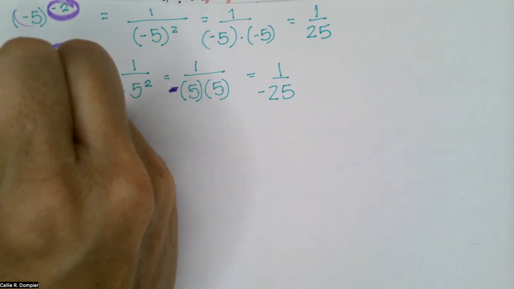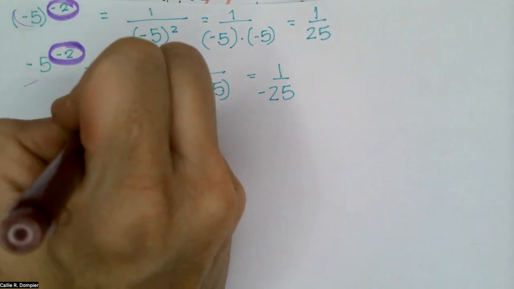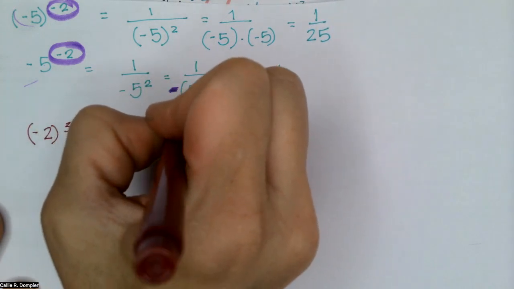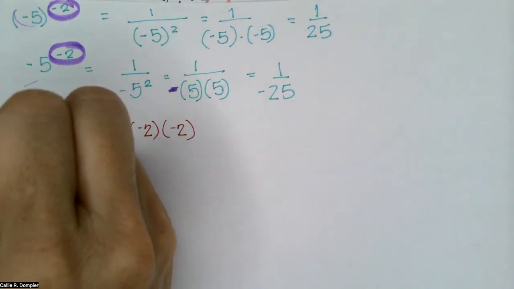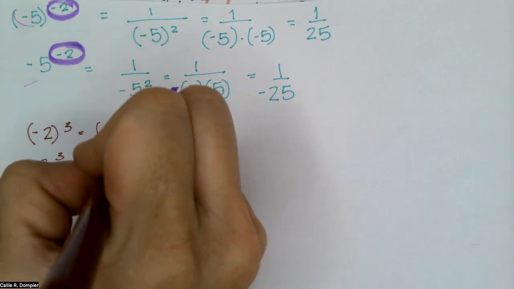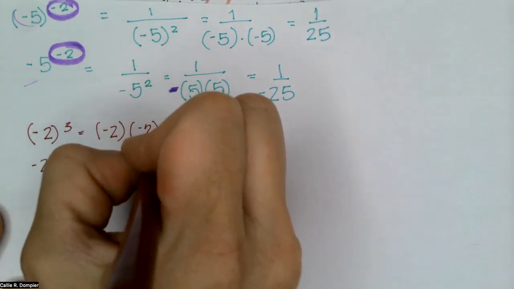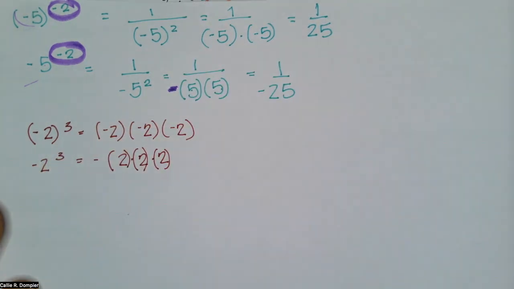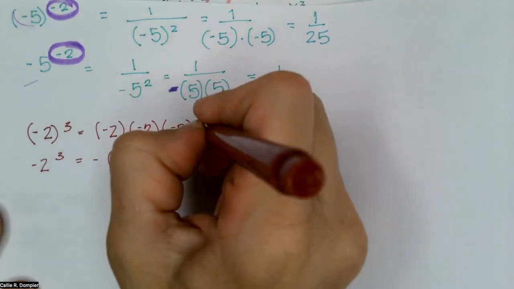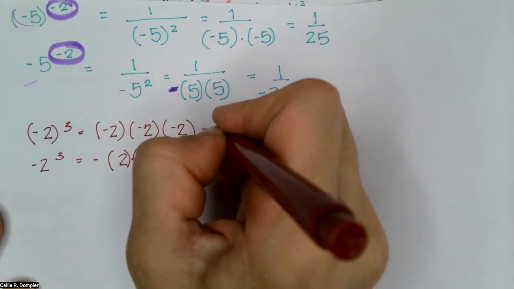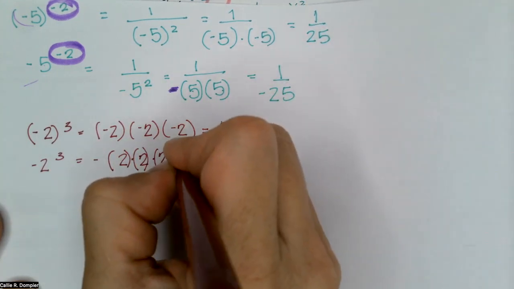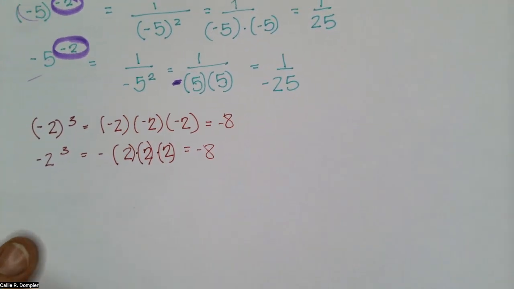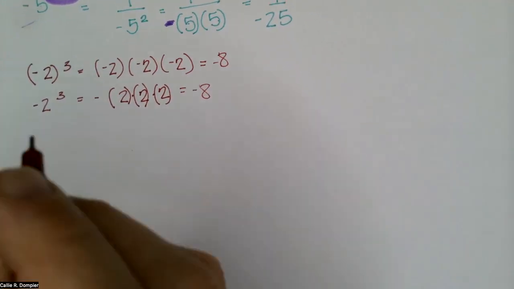Negative 2 to the power of 3 is negative 2 times negative 2 times negative 2, whereas negative 2 to the power of 3 without parentheses is negative 2 times 2 times 2. Or if you prefer. Good. Oh, and when it's an odd number, it actually ends up being the same. Don't love that example. Should have thought of that a bit better.